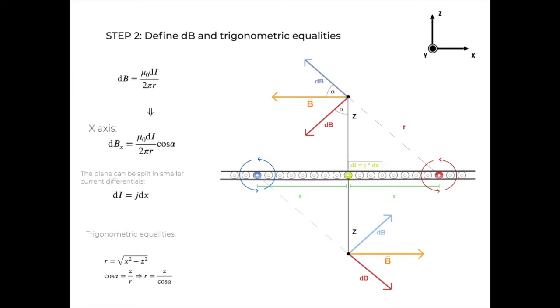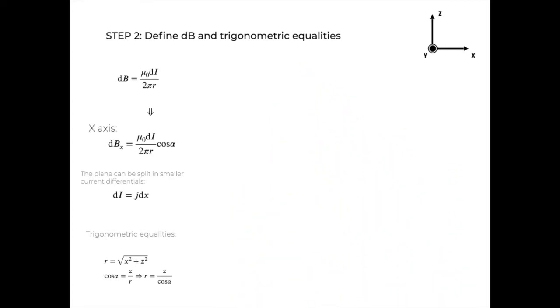In this case, however, we leave the cosine on the formula and instead substitute r by z over the cosine of alpha, as it will make the integration a lot easier later on. By doing these changes, we obtain the formula that dBx equals the magnetic permeability jdx over 2 pi z times the cosine squared of alpha.